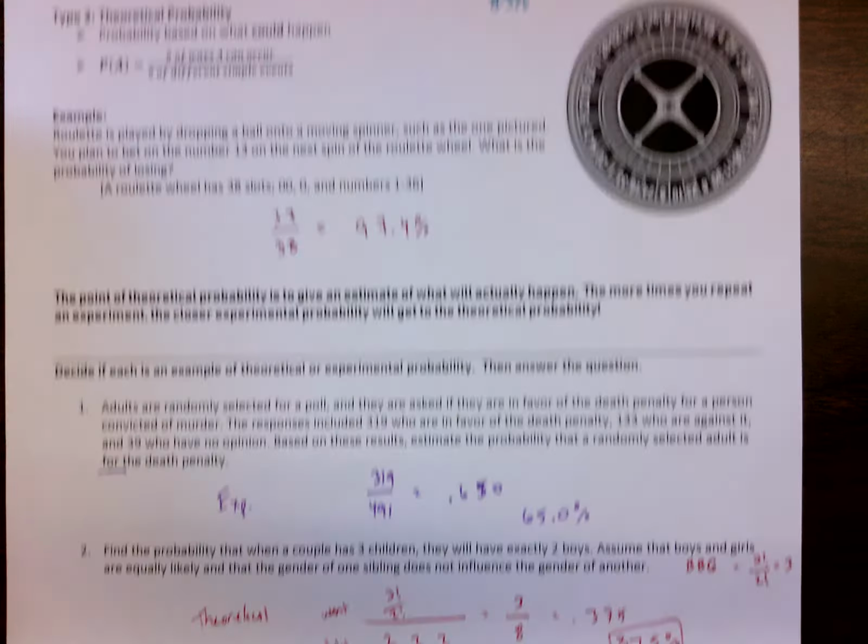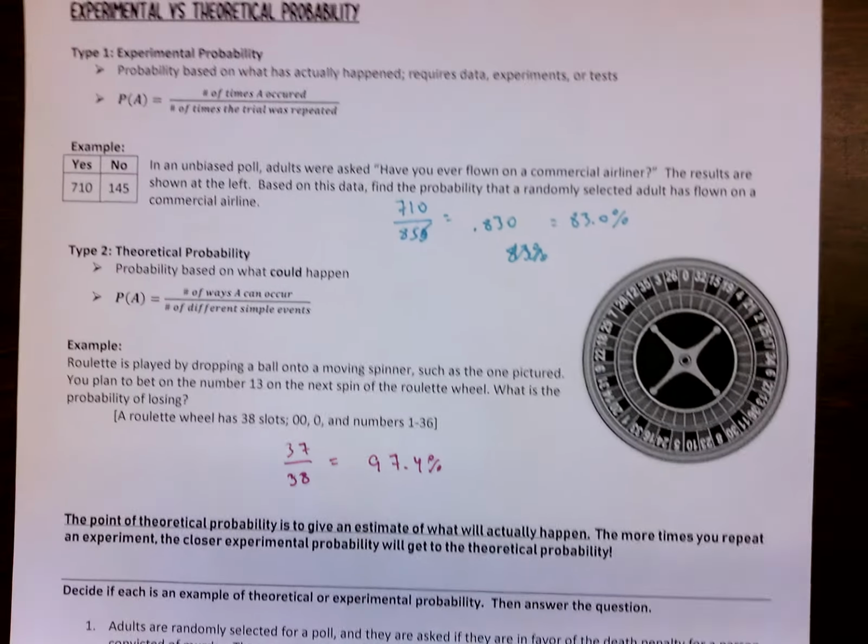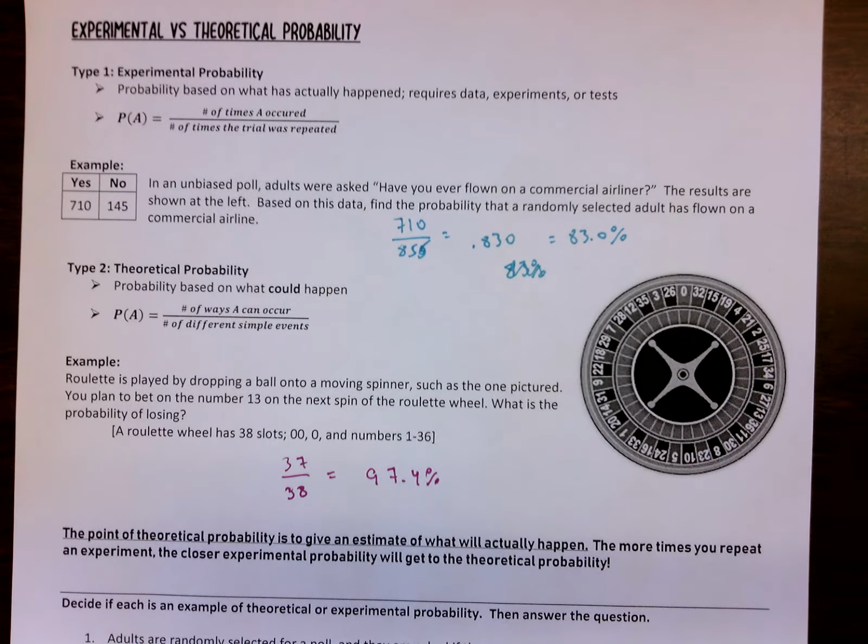Okay, so that is the difference between experimental and theoretical probability. They're both useful in different instances, and it's useful to have both of them. It's just that for experimental probability, you have to do a little bit more legwork than for theoretical probability.